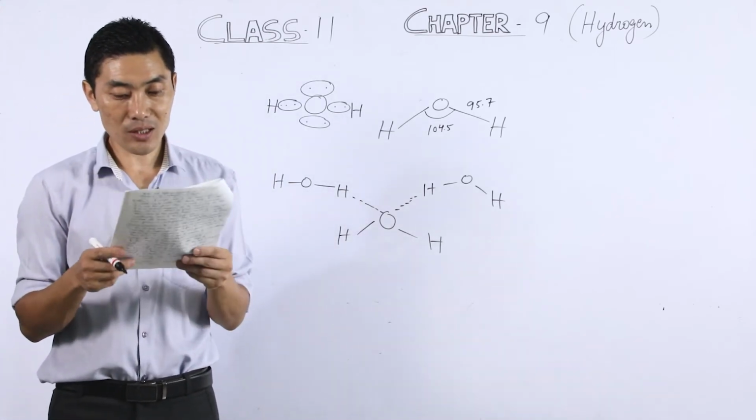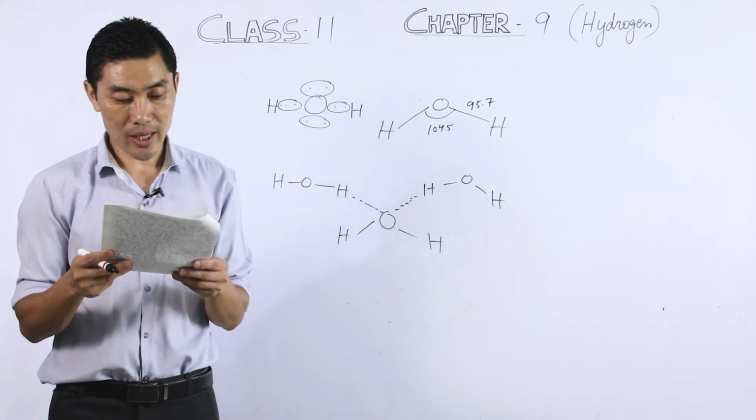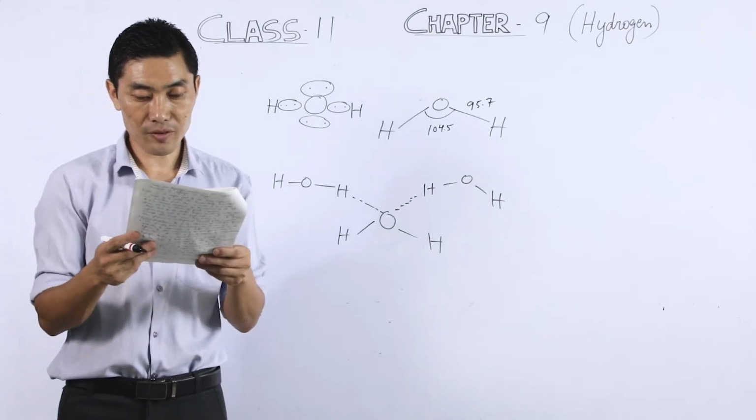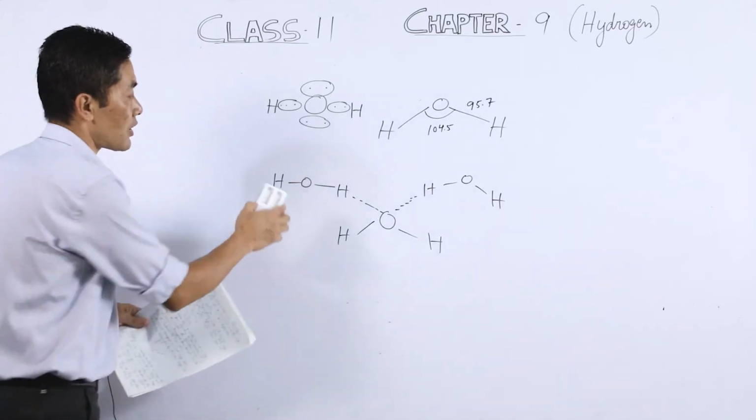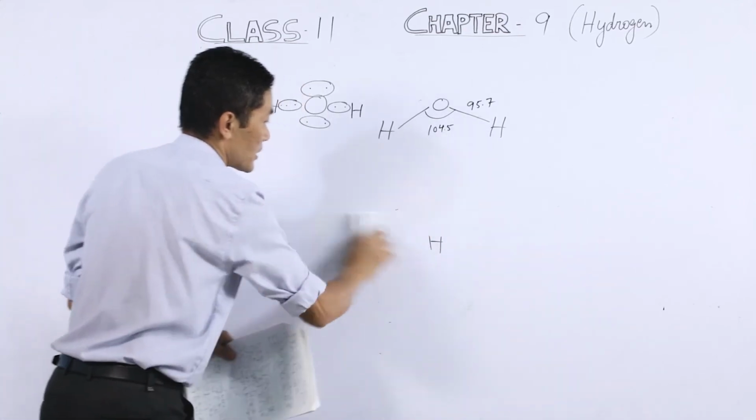In the normal hexagonal ice, each oxygen atom is tetrahedrally surrounded by 4 other oxygen atoms. Let us see the structure of ice when it is in the hexagonal form.